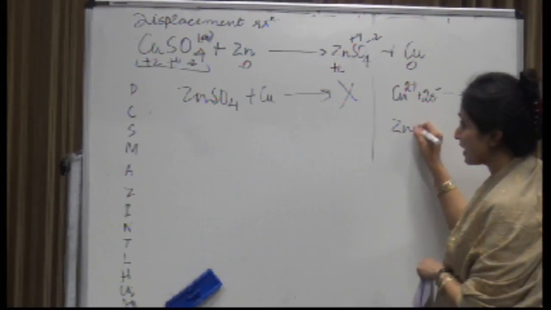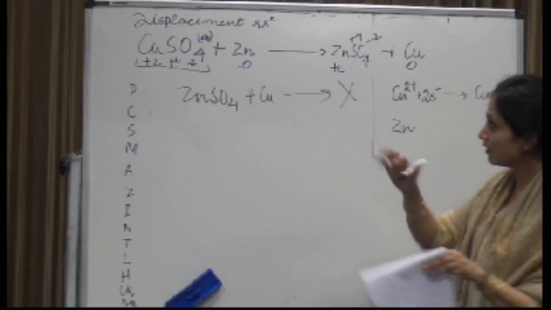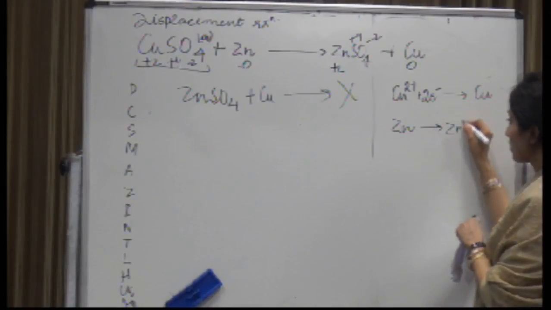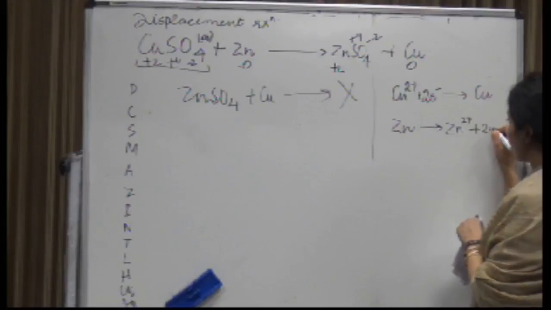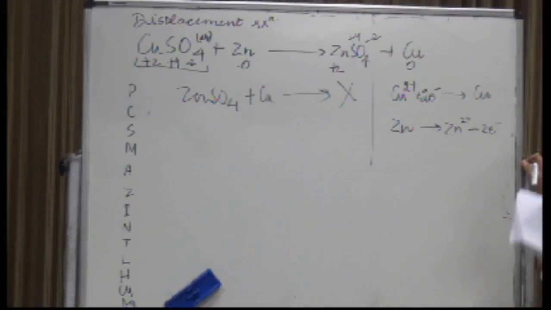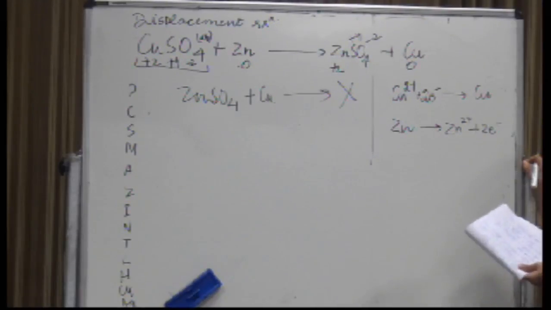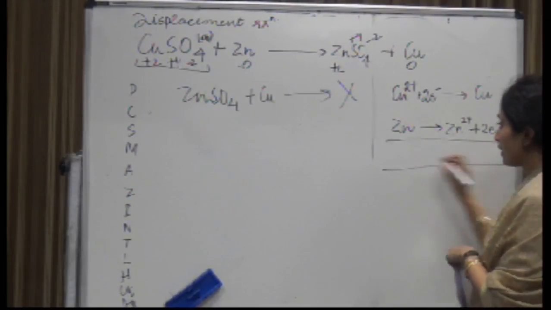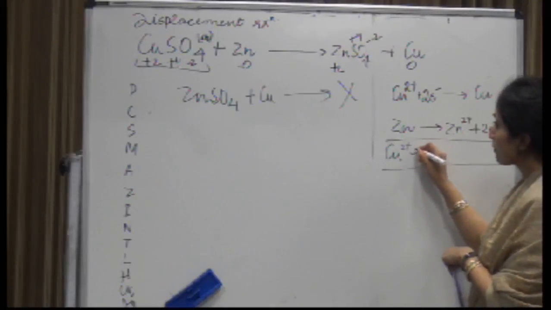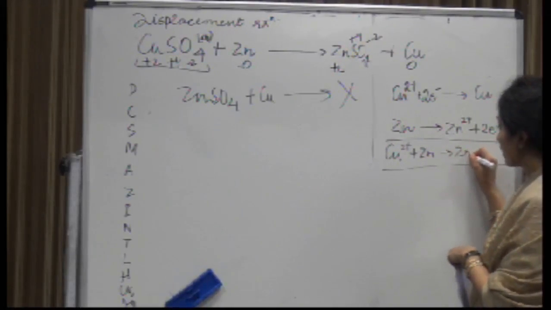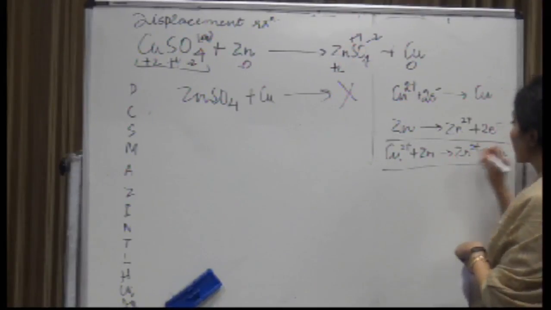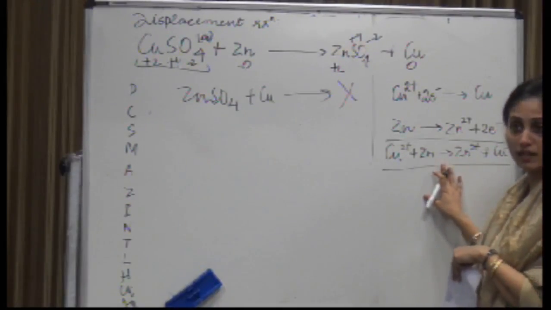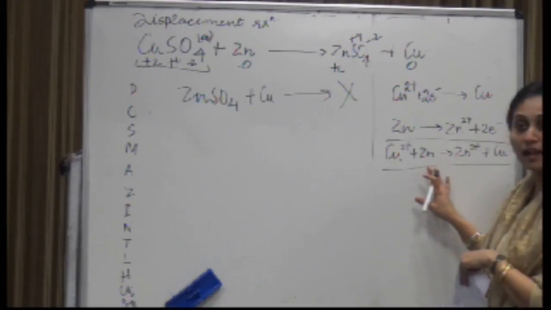And Zn, let me go to the right hand side. It is becoming Zn2+ plus 2 electrons. अभी मैं इसीलिए simple form में ले रही हूँ क्योंकि we'll be doing more complicated balancing of the reactions also. So then Zn is forming Zn2+ plus 2 electrons. When you take the net reaction, it will be Cu2+ plus Zn giving you Zn2+ plus Cu. This is like your ionic equation. This is the balanced ionic equation.